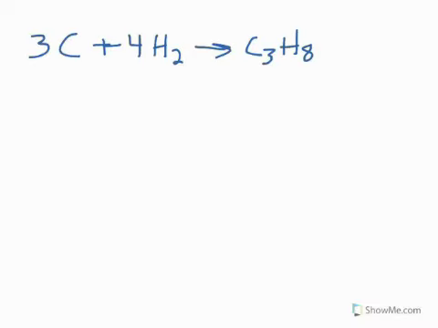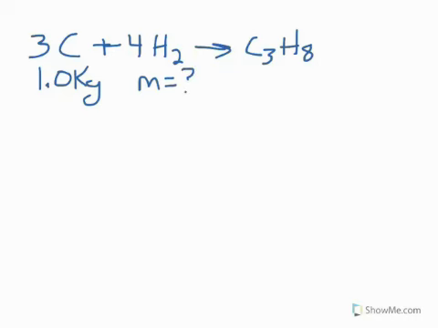This is part 2. Here's the reaction that's given: 3 carbon plus 4 H2 yields C3H8, which is propane. And the question asks, what mass of hydrogen is necessary to react 1.0 kilograms of carbon? So we have 1.0 kilograms here, and we want to know what mass of H2 is needed.